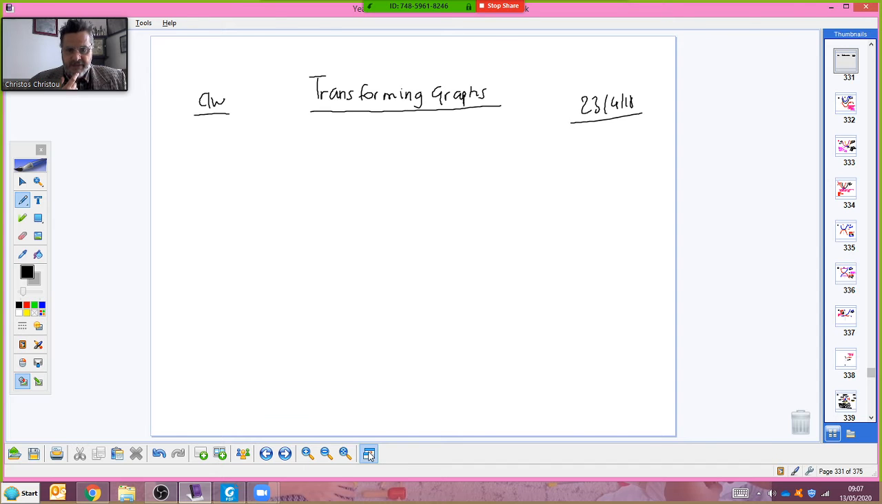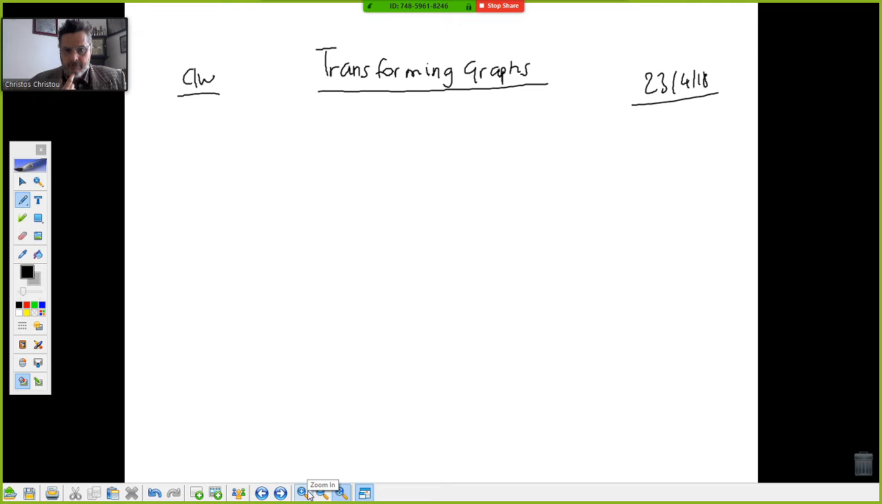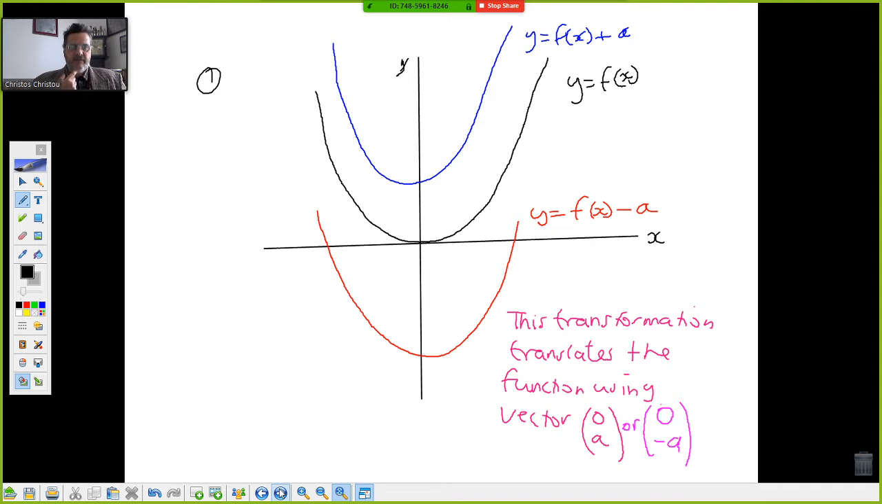I want to go large on this, larger than that large. So that's just the title. Be respectful of titles. Here's the first transformation.